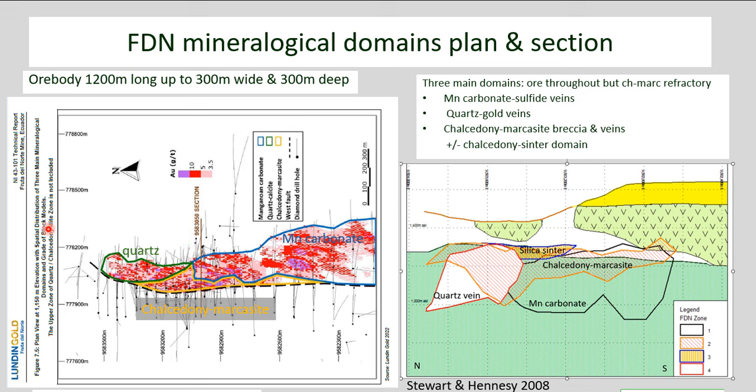So the main feature of the domains is that it's dominantly quartz in the north, it's carbonate in the south, and there's an overprint of chalcedony marcasite, the orange, and above the chalcedony marcasite is the silica sinter. So there are early quartz veins grading to manganocarbonate veins, overprinted by chalcedony marcasite that's linked to sinter above. They're mappable zones and important in grade control. We go to the next slide.